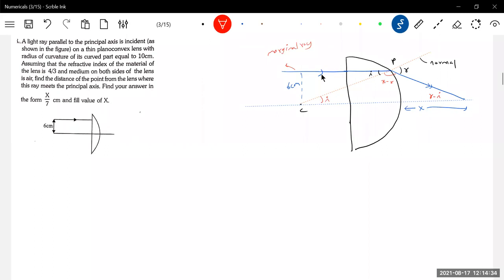Okay, what was the question? We only have to get that x. Let's apply Snell's law at point P. At point P, mu sin I equal to 1 into sin r. So mu is given, 4/3.